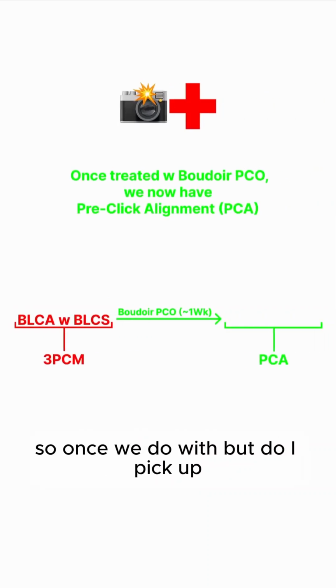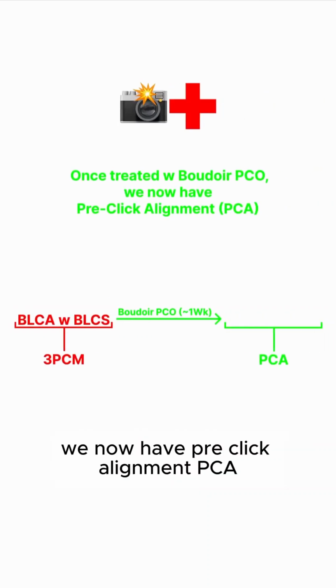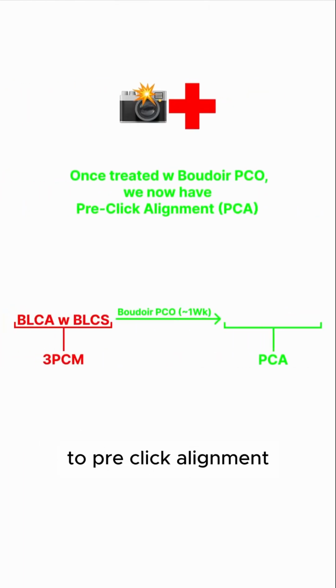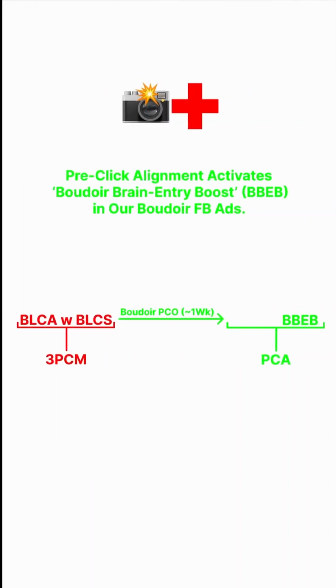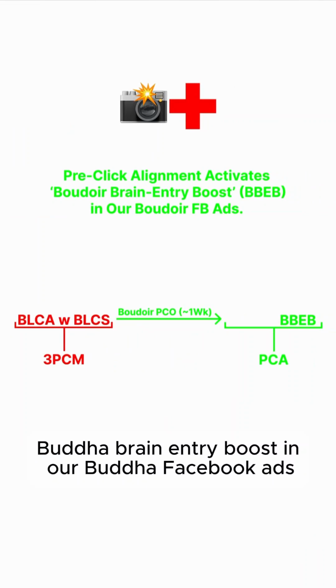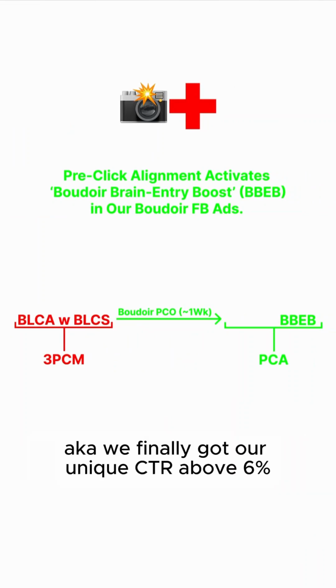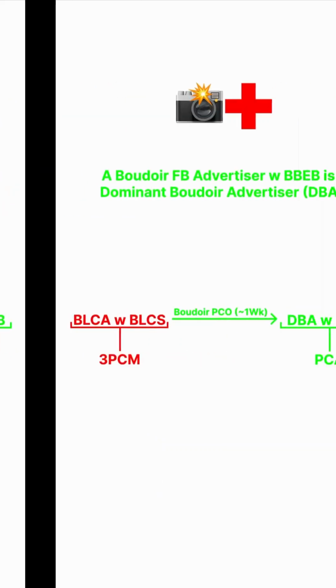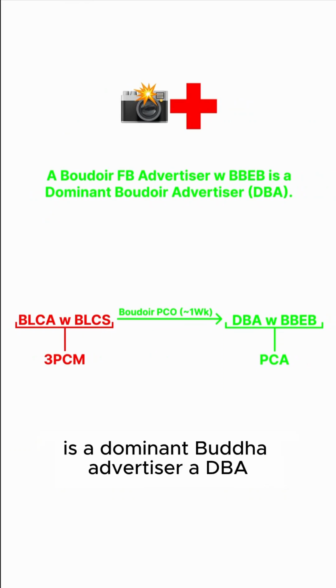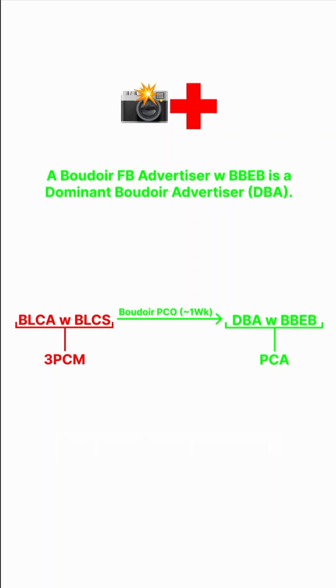So once treated with Boudoir Pico, we now have pre-click alignment, PCA. So we go from the 3 pre-click mistakes to pre-click alignment. And pre-click alignment activates Boudoir brain entry boost in our boudoir Facebook ads, aka we finally got a unique CTR above 6%. And a boudoir Facebook advertiser with Boudoir brain entry boost is a dominant boudoir advertiser, a DBA.